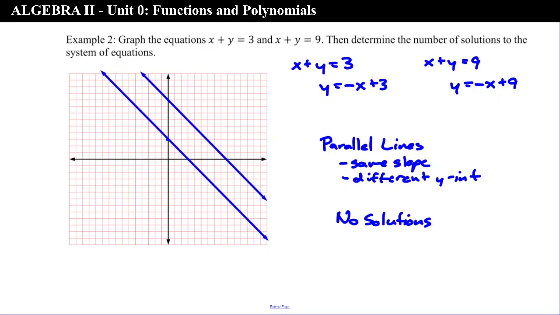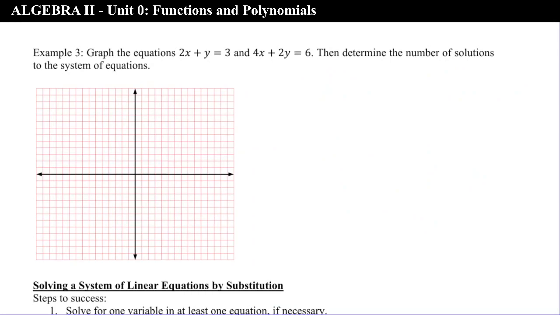Okay, now let's go to another example. In this one, we are going to graph these two equations and determine the number of solutions. Well, again, let's rewrite these so that they are in slope-intercept form. And we do that by getting y by itself. So for the first equation, we've got 2x plus y equals 3. We subtract 2x from each side, and we get y equals negative 2x plus 3.